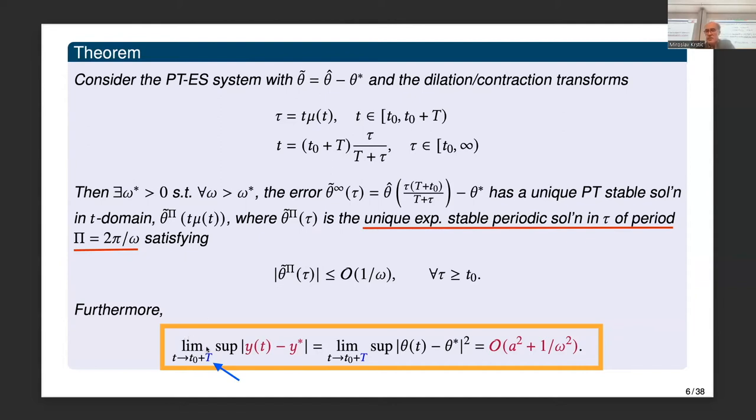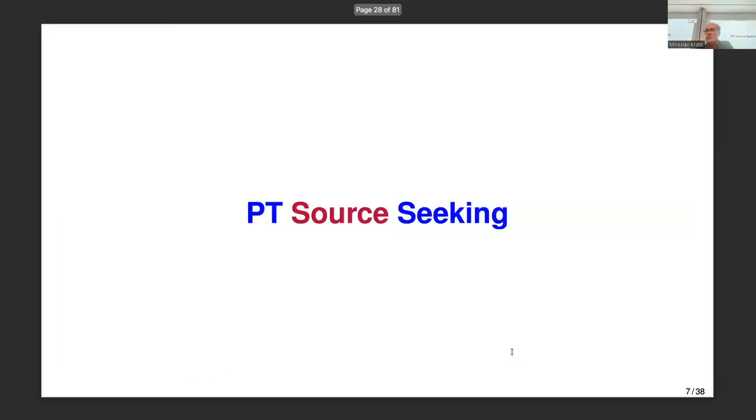The additional statement, the main statement, the practically useful statement, is made back in the original time t, in the contracted time t. This is a statement that says that as the time approaches the terminal time from below, the difference between the actual output and the maximal possible output, as well as the square of the difference between the input and the optimizer value of the input, is small. Namely, it's proportional to 1 over omega squared plus the square of the small amplitude of the perturbation to theta. So that is the first introductory result on prescribed time extremum seeking with a single input and no dynamics, just for a static map.